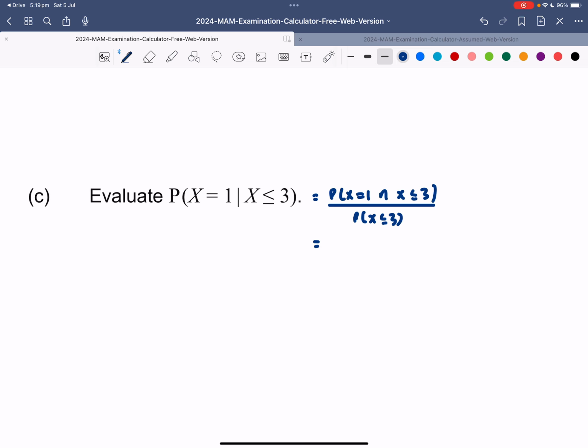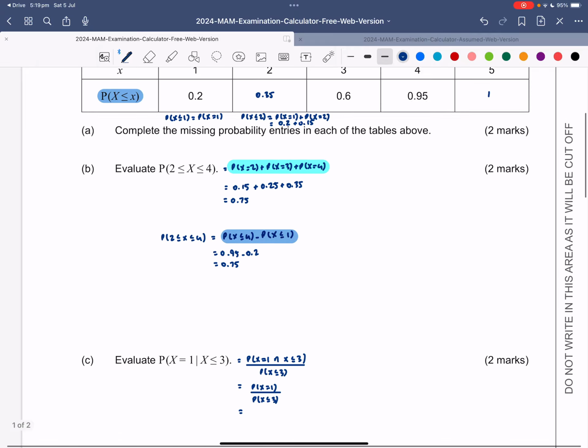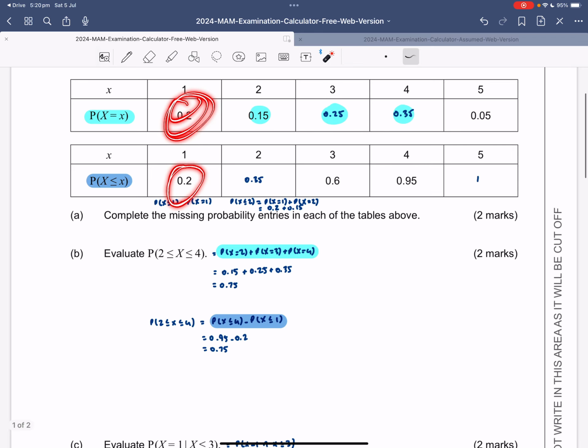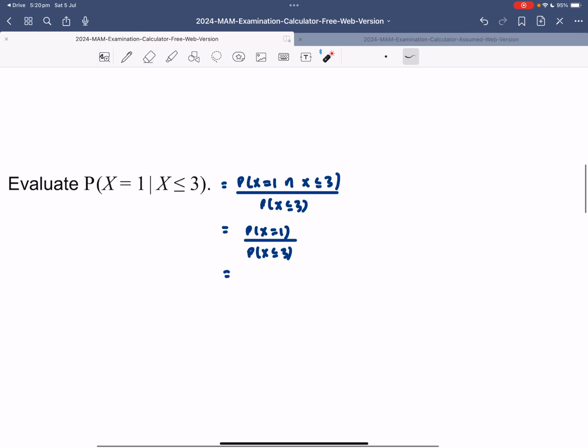All right, the intersection of x equals 1 and x less than or equal to 3 is x equals 1. And the probability that x is less than or equal to 3 is exactly how it sounds. The probability that x equals 1, we agreed was 0.2. So the numerator is 0.2.